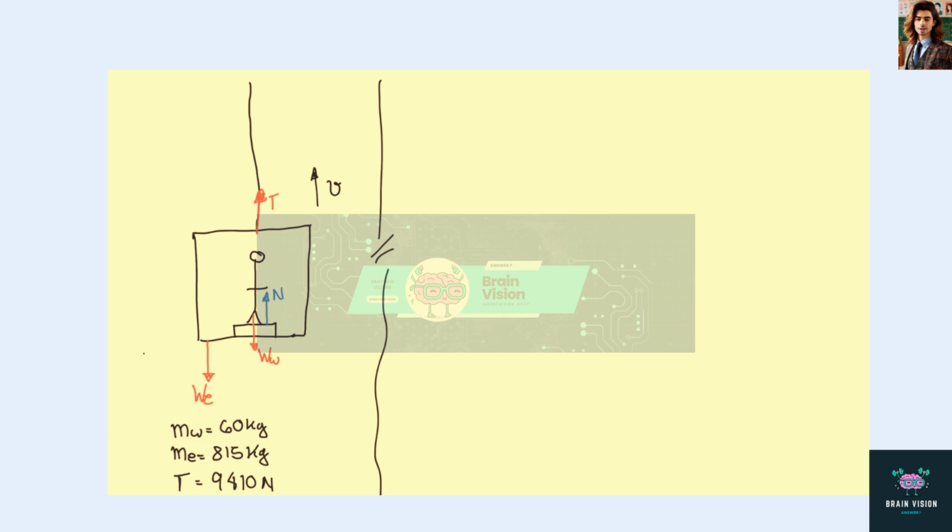What the scale reads is this normal force, so the normal force acting on the woman. Then we have to apply Newton's second law to that woman. Newton's second law tells us that the net force acting on the woman is equal to her mass times her acceleration. Let me choose my referential such that everything pointing up is positive and everything pointing down is negative.